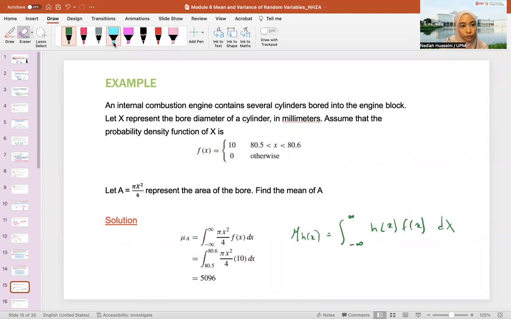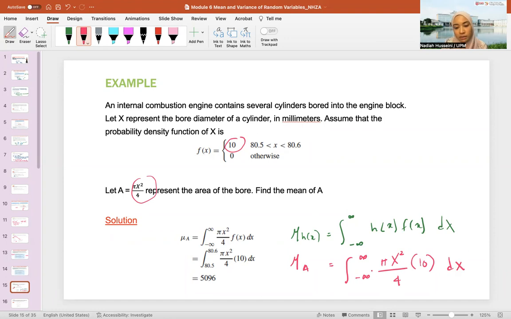So what did they do here? They wrote it as mu of A, because A is our h(x), the function of the variable. Same case here, minus infinity to infinity, and our h(x) is this. So we put it into our equation. And our f(x) is just 10, and we integrate it over all the values of x.